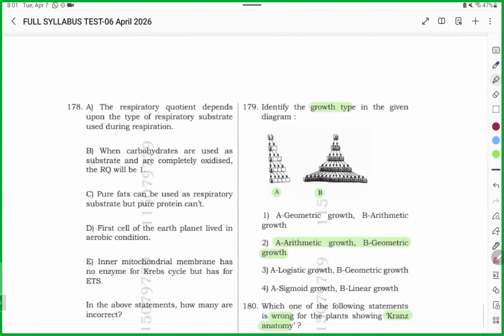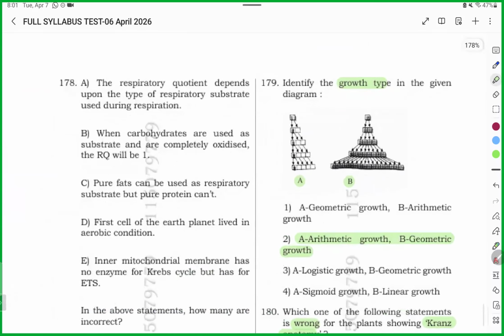Third question. Respiratory quotient depends upon the type of substrate. Carbohydrate this, pure fat this. First cell on the earth lived in the aerobic condition and inner mitochondrial membrane has no enzyme for Krebs cycle but has for the ETS. Correct? How many statements are incorrect?